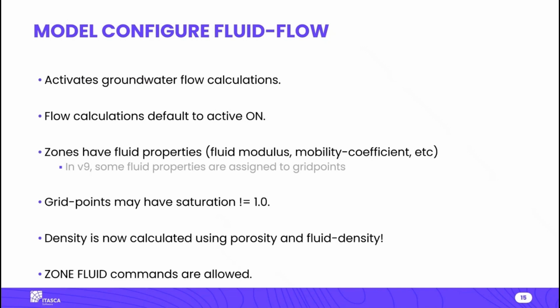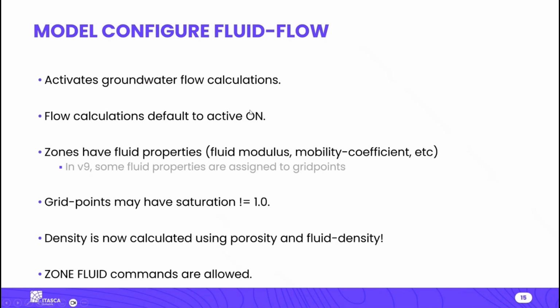In version 9.1 and above, all of these properties are assigned by saying zone fluid property. Everything goes to the zones. In version 9 and before, it was a little bit confusing because some of the properties went to the zones and some of the properties went to the grid points. And so we've just tried to make this simpler. In version 9.1 all the properties are assigned to the zones. So I just put this in here in gray to be aware that some of the properties are actually grid point properties in version 9 and before.